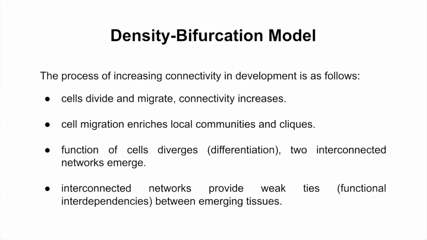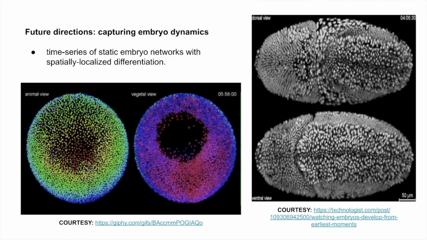Finally, interconnected networks provide weak ties, and these are functional interdependencies between emerging tissues. So these interconnections between different types of networks, these are actually weak ties. So if we go back to our cartoon, we can see that the neural networks and the somatic networks are connected, but these are weak ties that might not exhibit all of the features of 2 cells that are connected within the somatic network, but nevertheless have some influence. And we use the term weak tie because weak ties are more loosely associated, but still associated and have topological effects.